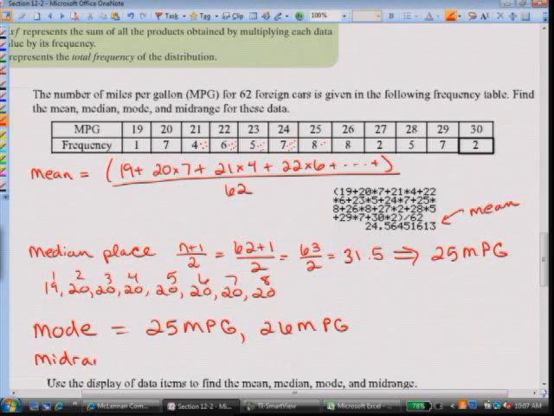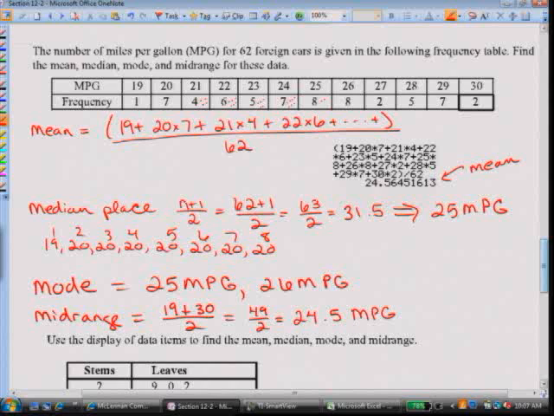Mid-range is the lowest, which is 19, plus the highest, which is 30, divided by 2. So 49 divided by 2 is 24.5? Yes? Okay. Miles per gallon. Okay, so that was that display, and that's called a frequency table, is that type of display.